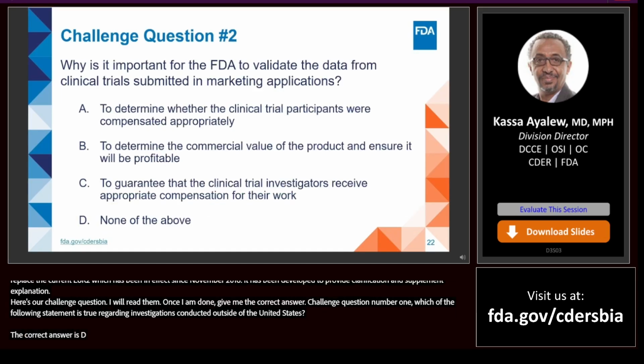Moving to the second challenge question, which is about validation of clinical trial data submitted in marketing applications. Challenge question number 2. Why is it important for the FDA to validate the data from clinical trials submitted in marketing applications? A. To determine whether the clinical trial participants were compensated appropriately. B. To determine the commercial value of the product and ensure it will be profitable. C. To guarantee that the clinical trial investigators receive appropriate compensation for their work. And D. None of the above.